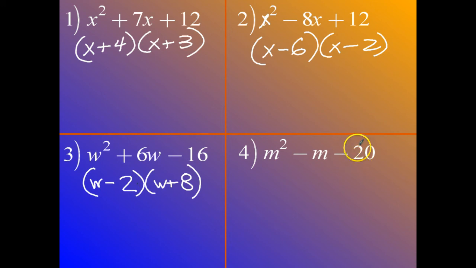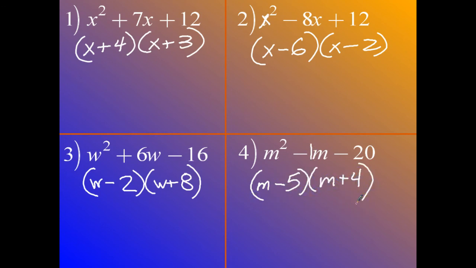All right, last one. This is negative 20, so I'm looking for 2 factors of 20 where the difference is, well, this is really a 1 there, so they're 1 apart. I'm hoping you saw that the 2 factors are 4 and 5. Sorry, let me start that over. What this is saying is the difference is 1, and the negative means the bigger number is negative. So m minus 5, m plus 4.